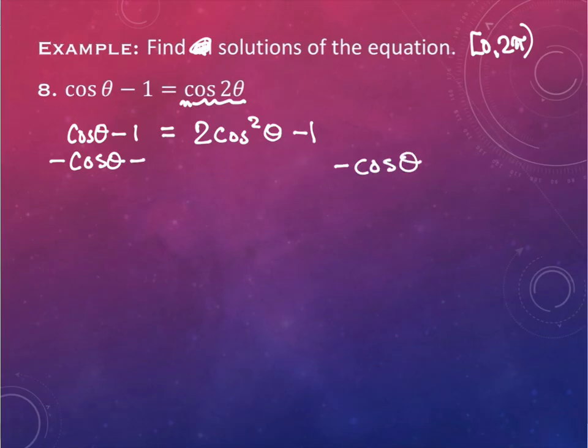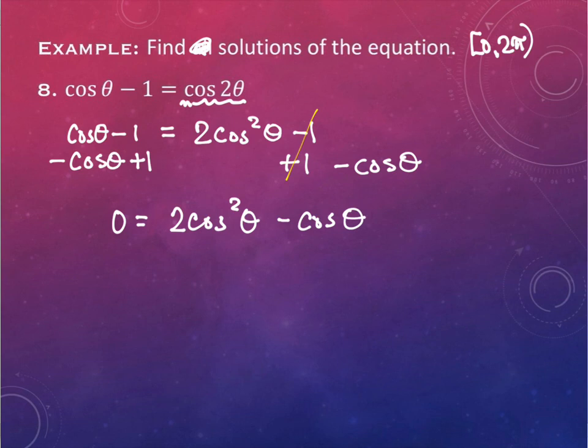And I'm going to choose to add my 1, which is actually kind of friendly because the plus 1s are going to go away, right? That's not all bad. So these two add to 0. So on the left-hand side, I have 0. On the right-hand side, I have 2 cosine of theta squared minus the cosine of theta.